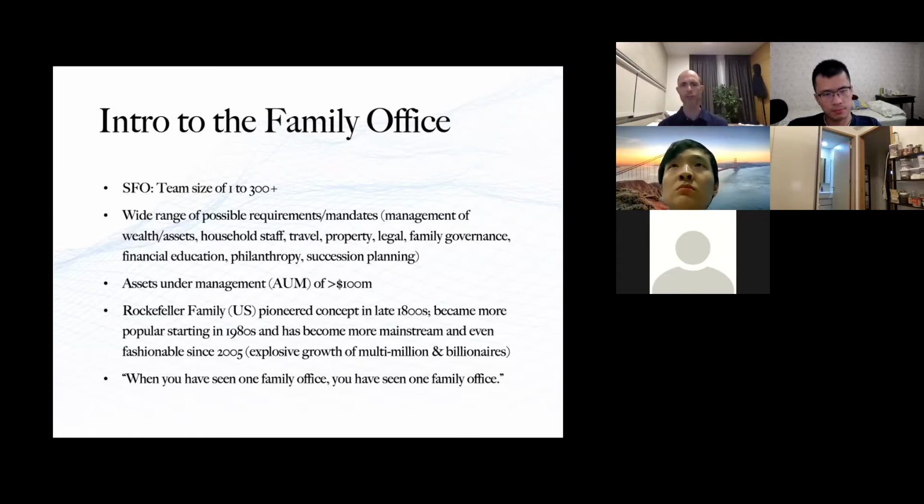A bit of history here. The Rockefeller family, which is a famous family in the United States, in the late 1800s really pioneered the idea of the family office. It didn't catch on in a major way until the 1980s, and has really become much more mainstream and, in a funny way, has become fashionable or a status symbol to have one's own family office.